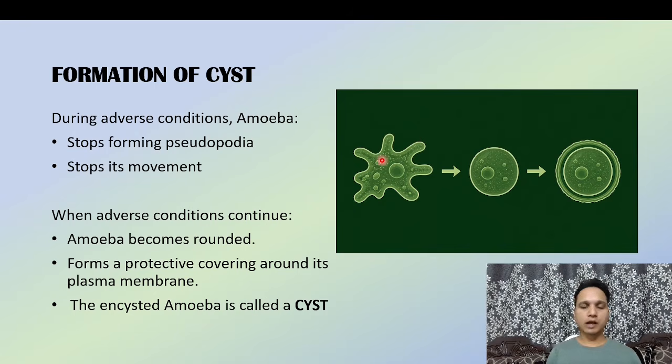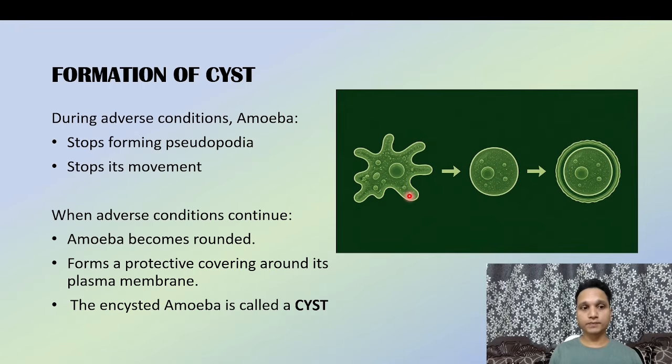Now look at the diagram here. If the amoeba is forming pseudopodia, it looks like this. If the amoeba stops the formation of pseudopodia, obviously it will look like this, somewhat circular, somewhat rounded. And because pseudopodia are responsible for the movement of amoeba, when they are gone, can amoeba move from one place to the other? Obviously not, because the outgrowths responsible for its movement are not there.